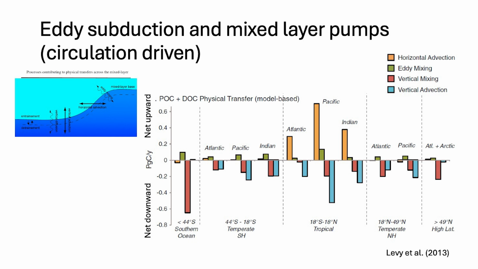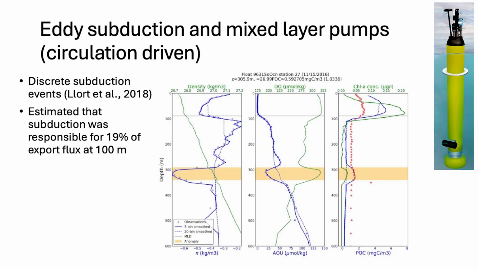And with the model, you can start to put numbers on this, and you can see that there's a lot of spatial variability. And with models, you can start linking this to changes in the circulation that may be driven by increased stratification or other processes. But how do we actually look for this in the observations? So this is coming from a study that used biogeochemical Argo floats. And so basically what they're looking for is evidence of discrete subduction. So if you look on here, you can see areas where the apparent oxygen utilization drops, where there's increased chlorophyll, increased POC at depth. So that's suggesting that there was a subduction event that transported things to depth.